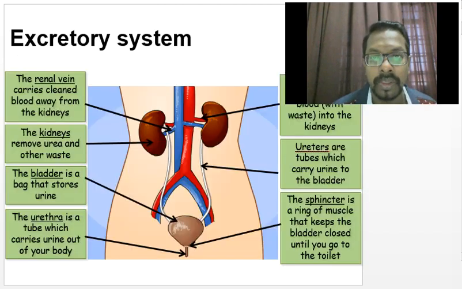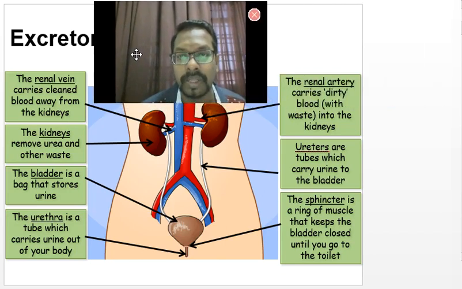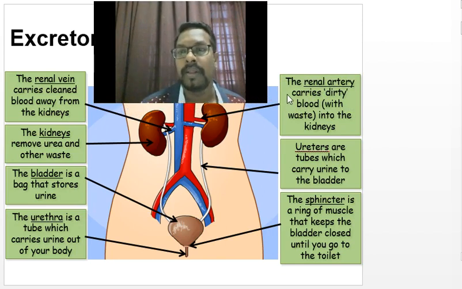Next slide. The excretory system. Let's start with clockwise. The renal artery is here, the red one. The renal artery carries dirty blood with waste into the kidney.